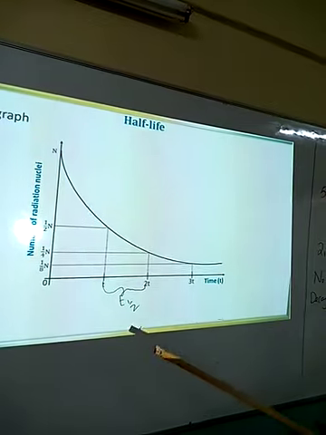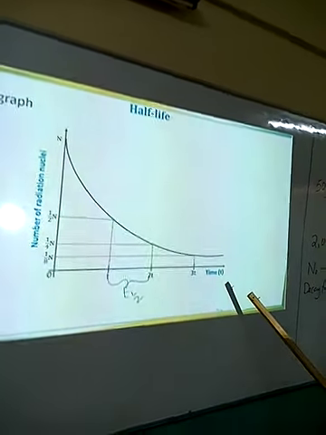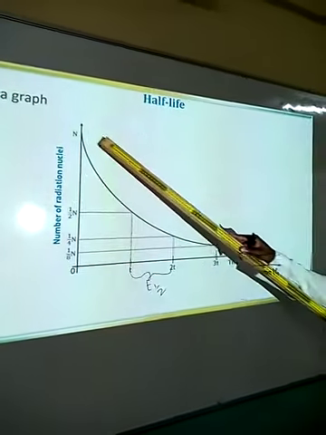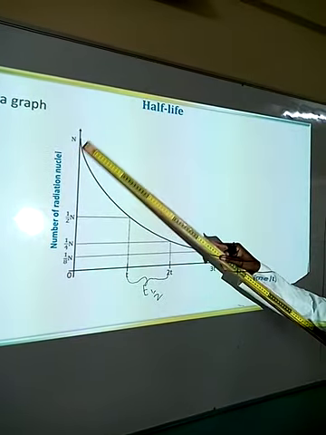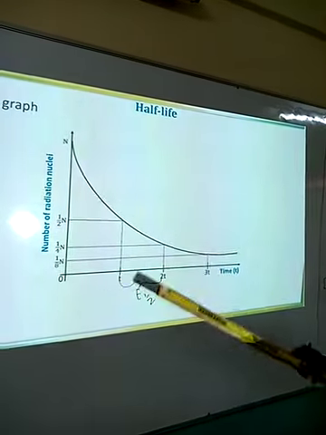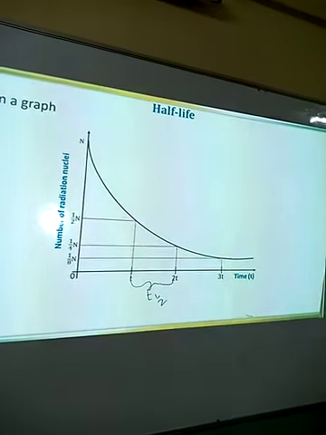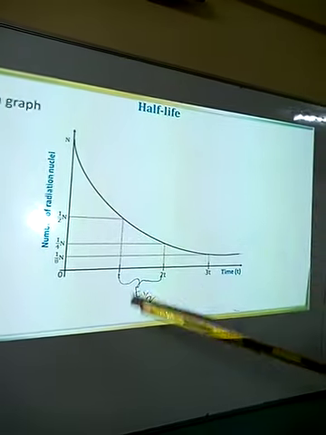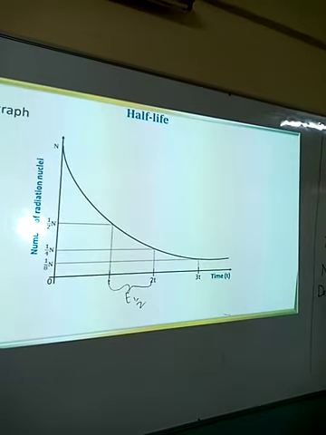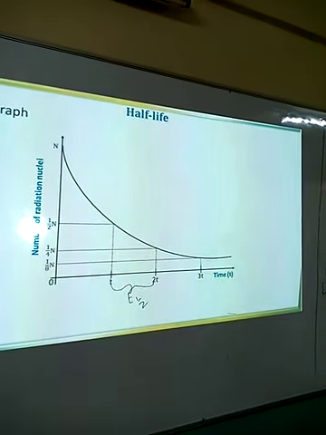So it means the graph can be taken at any point. It doesn't necessarily mean that it must be taken from the beginning here. It will depend on how the graph is drawn. If the graph is able to give you any value, then you take any value there, then get half of it, get the difference between those two times, and that will give you the half-life.